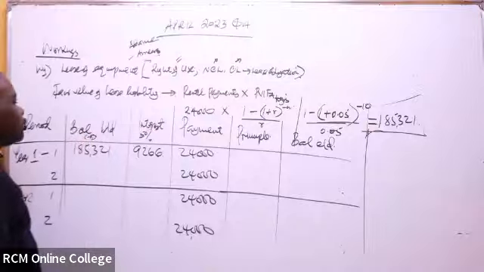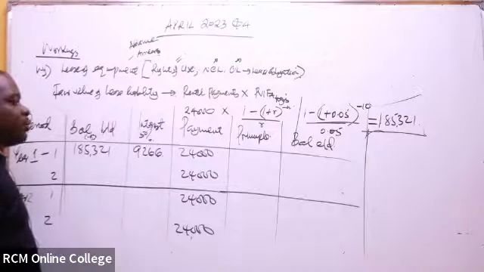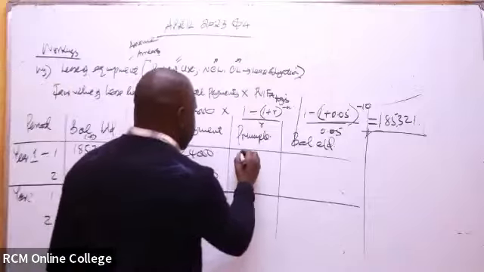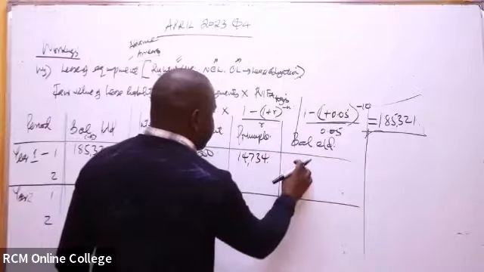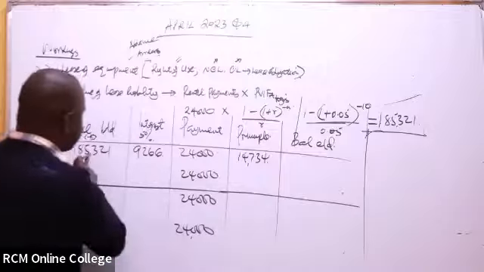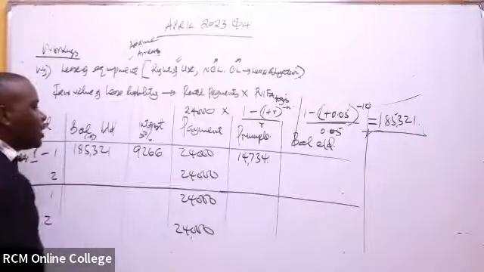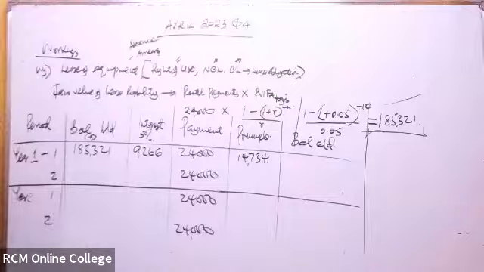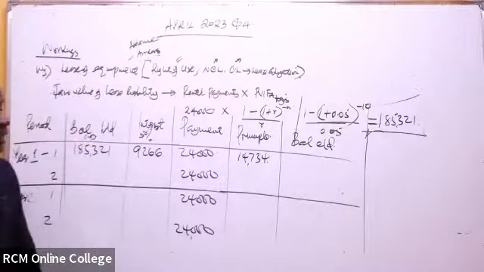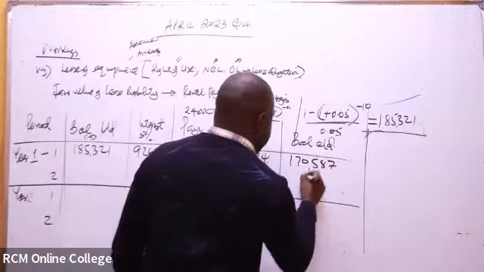When you pay a loan, you normally pay the principal amount plus the interest that has accrued at that particular point in time. So you get 14,734. And therefore, the balance carried down for the principal amount is how much? You take this minus this, so that you know how much they have already settled. So 185,321 minus 14,734, you get 170,587.